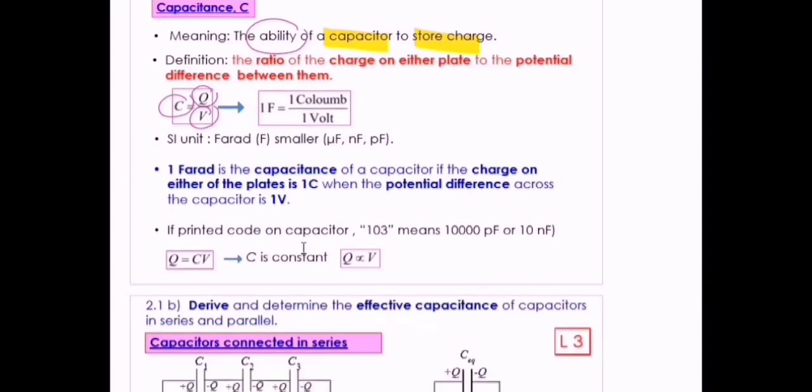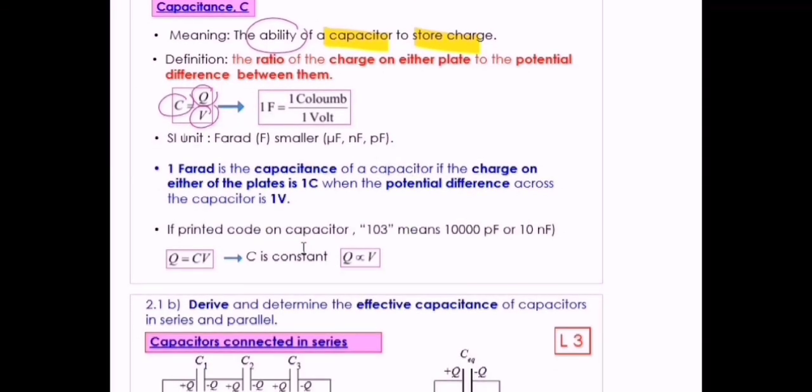Next, 1 farad of capacitance means the charge on either plate is 1 C when the potential difference across the capacitor is 1 V. That means 1 coulomb over 1 volt gives 1 farad. That's the first learning outcome.